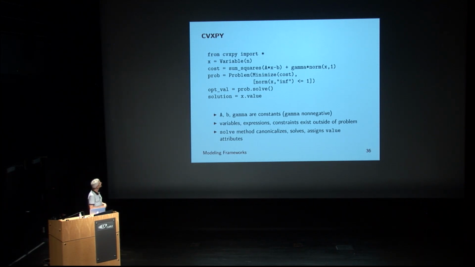Okay, so here's what this looks like. This says import CVXPy. Then this says, create a variable. This creates a variable object. Then it says, form the cost, and that's an expression. By the way, you could use this cost in another problem if you want. Here, this says construct a problem. We saw that before. And then this says call the solve method on that problem. This is basic object-oriented stuff. The interesting thing here is that variables, expressions, and constraints are outside of the problem. They're not inside. They're actually legitimate objects.